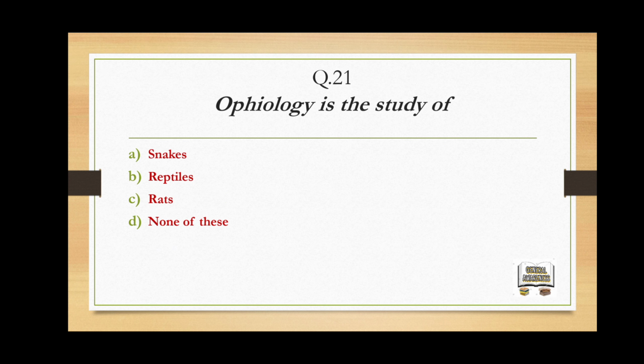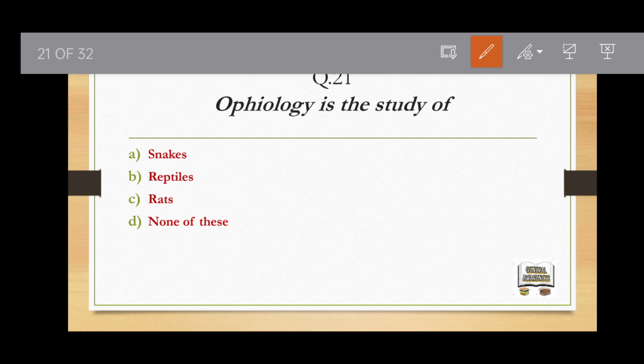Next question. Ophiology is the study of option A snakes, option B reptiles, option C rats, option D none of these. The correct answer is option A snakes.